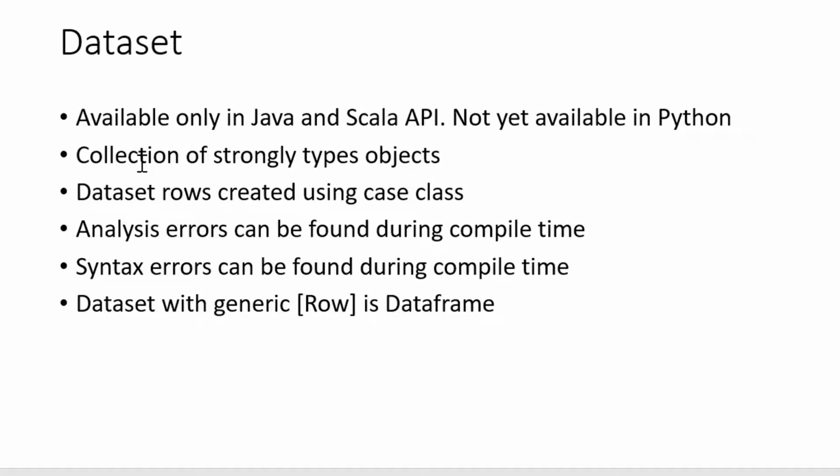It's a collection of strongly typed objects of type row, which is very specific to that particular class. And it helps us to do the analysis during the compile time, as well as it helps us to capture the error during the analysis. It helps us to identify the syntactical error during the compile time. So any dataset with a generic row is a data frame. If I mix any case class against the data frame, what we are going to get is a dataset.